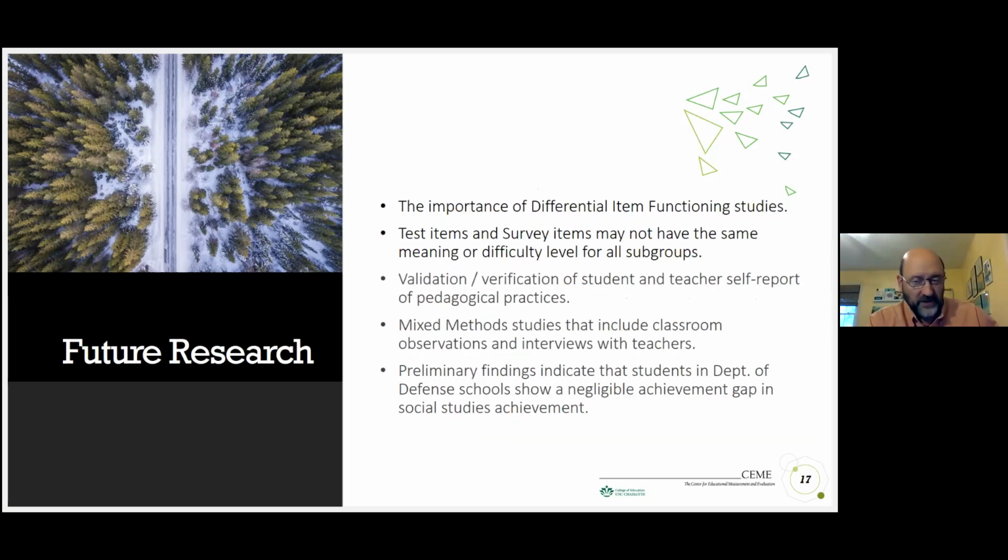A couple of other things to comment about. We have done some differential item functioning studies. This is looking at potential for bias or evidence that might suggest item bias, but at minimum, it's looking at whether items function differently for different subgroups. And what we found is just, I think, a word of caution. We have some publications about this. The test items and the survey items may not have the same meaning or the same difficulty level for all subgroups of, say, students or all subgroups of teachers.